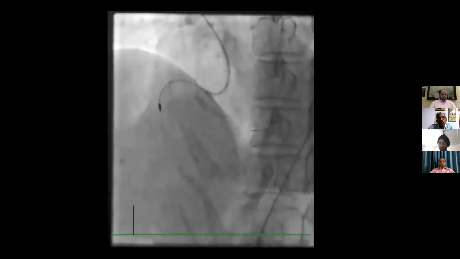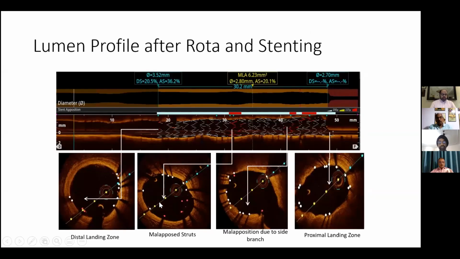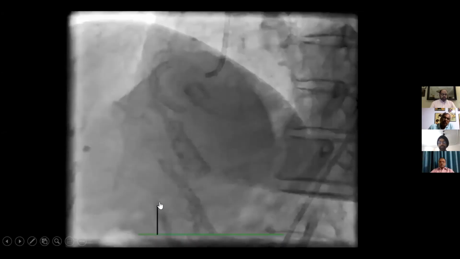This is the rota that was brought in immediately. And now look at the calcium. So there was a nodule. This is after rotablation. So the rota has been able to cut this nodule, and we see some cracks through this calcium, and we look at the arc, which is large, and this was finally stented, and this is the final result after post-dilatation, which is reasonably good.